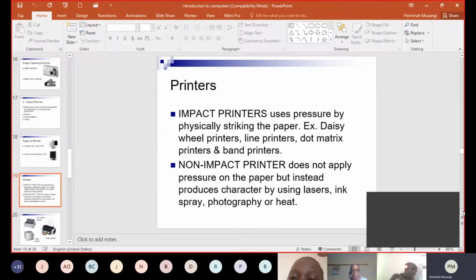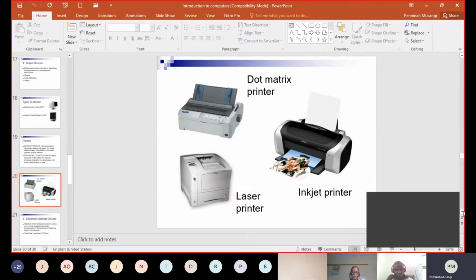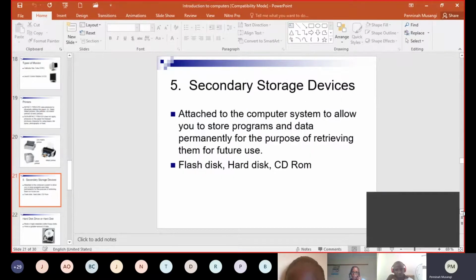The non-impact printers are the new thing. You don't realize it is printing, you don't hear any noise, because there is no striking of the paper. They use either laser, or spray, or photography technology, which transfers the characters with the ink to the paper. So you don't hear any noise. These are the graphic representations of that.